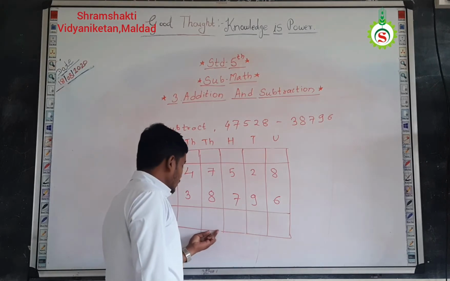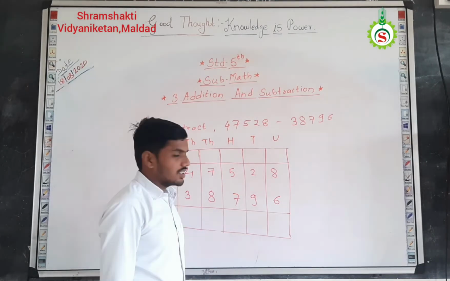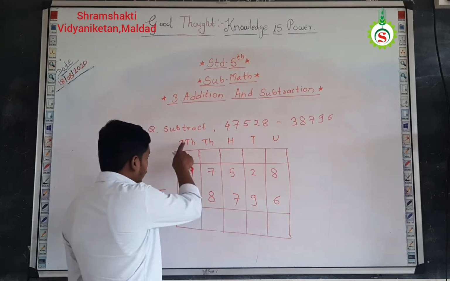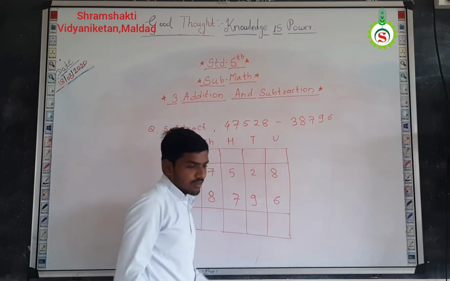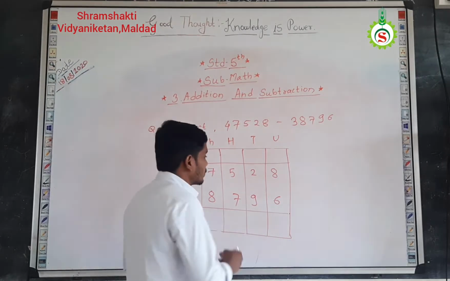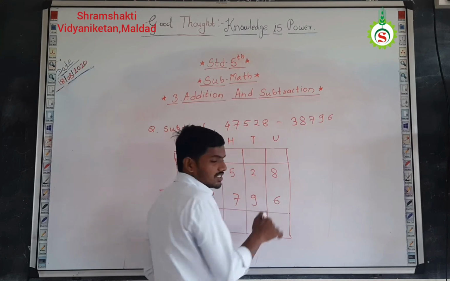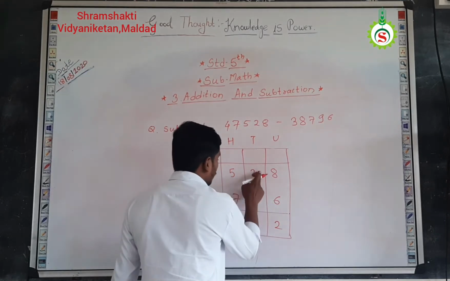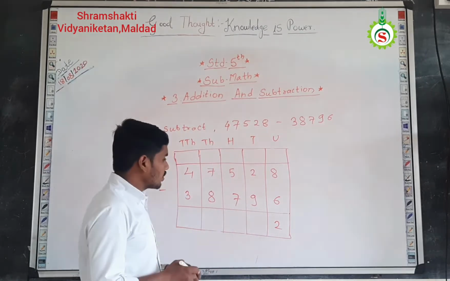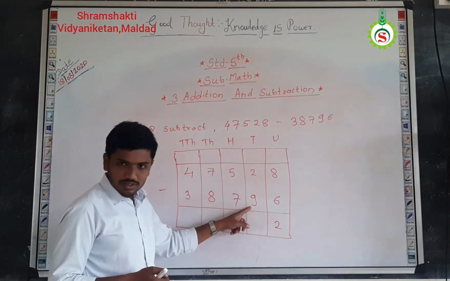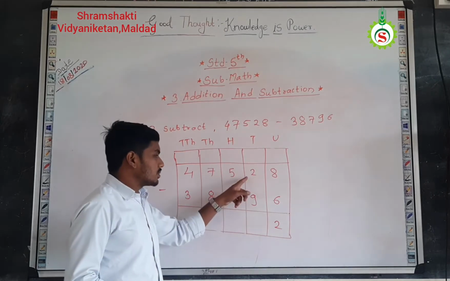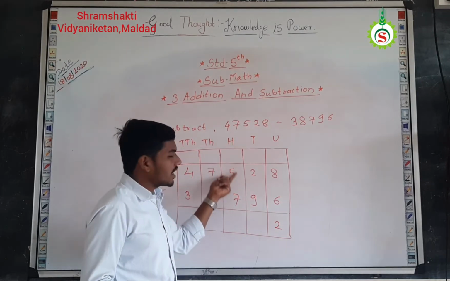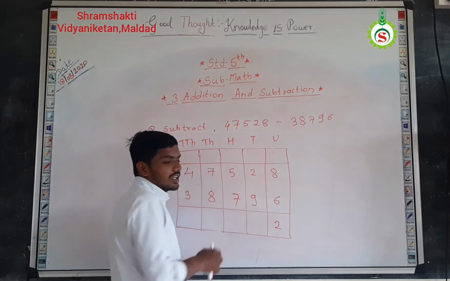Okay, now I can start solving the given example. From which place will I start, from ten thousands or from units? Obviously from the unit place I will start. At the unit place, 8 minus 6, answer is 2. Now 2 minus 9, is that possible? No, obviously not. So what do I have to do? I have to take a borrow from the hundreds place, that is from the neighbor.